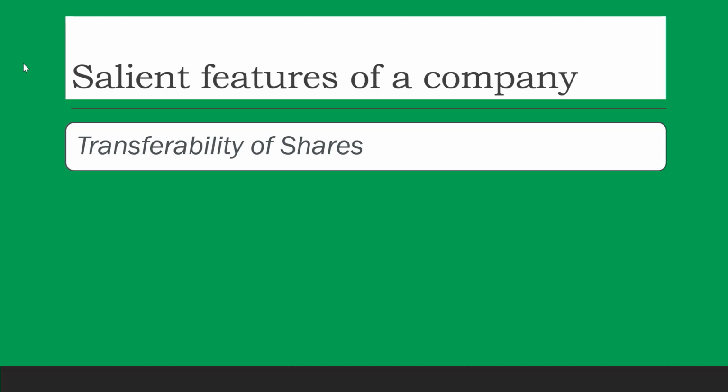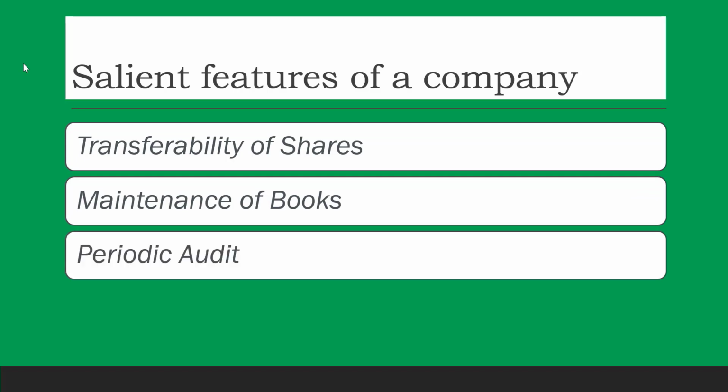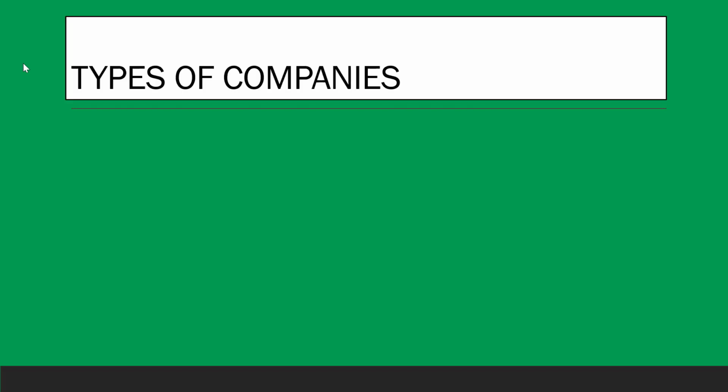Then we talked about transferability of shares. The shareholders can always sell their shares and exit from the company whenever they want, particularly in case of a company listed in the stock exchange. In case of a public limited company, companies are required to maintain their books of accounts. They have to get their accounts audited periodically, every year, and even a quarterly audit is done. Then right of access to information: the shareholders have all the rights with regard to getting the balance sheet of the company, annual reports, and they can seek clarifications from the board of directors.